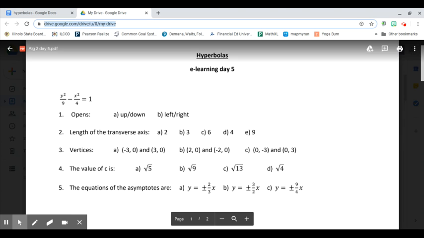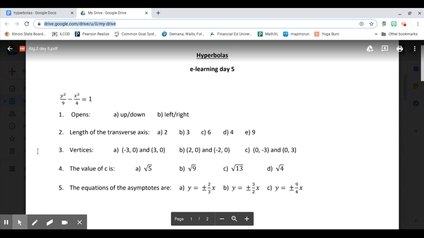So if you guessed C, 6, then you were correct. Looking at this equation, our center is going to be at (0, 0). There's no shift left or right, no shift up or down. And then the square root of 9 is 3. So from the center point, I'm going to go up 3 and down 3. Those are where my vertices will lie. That makes the length of the transverse axis 3 plus 3, or 6. So correct answer number 2 is C, 6.